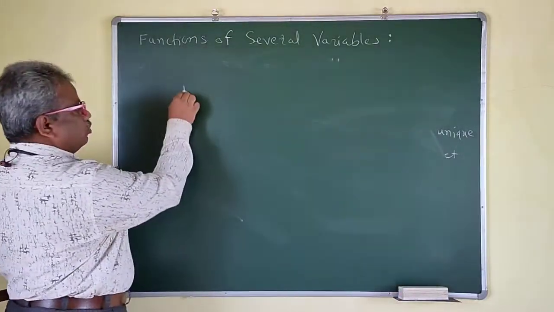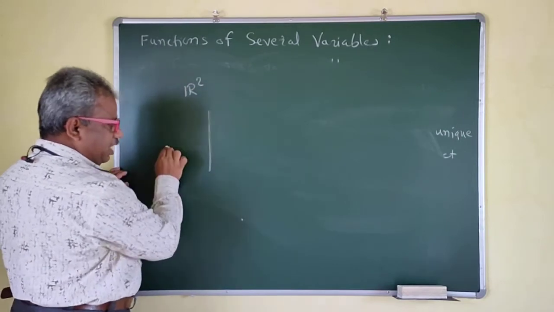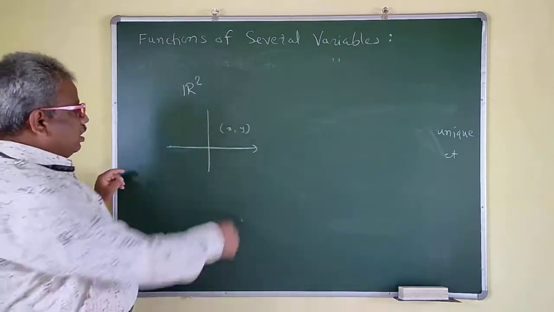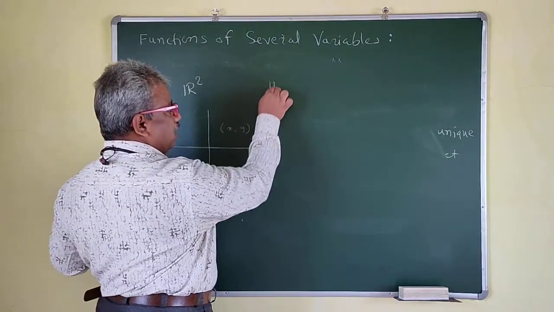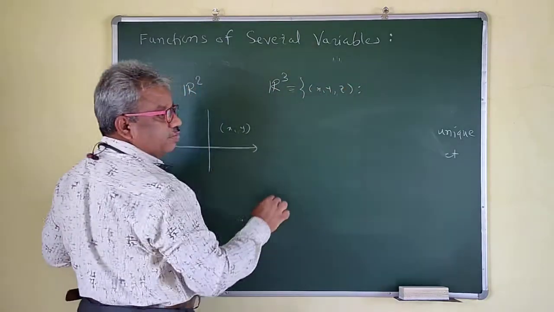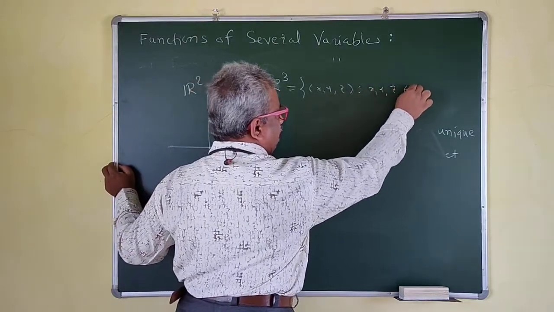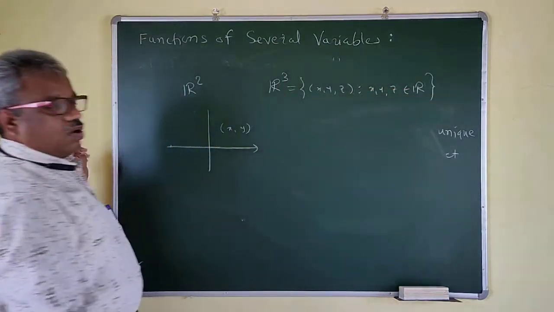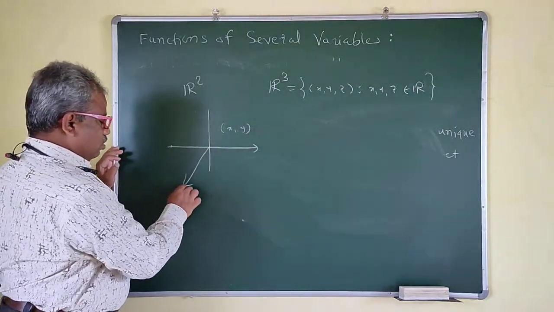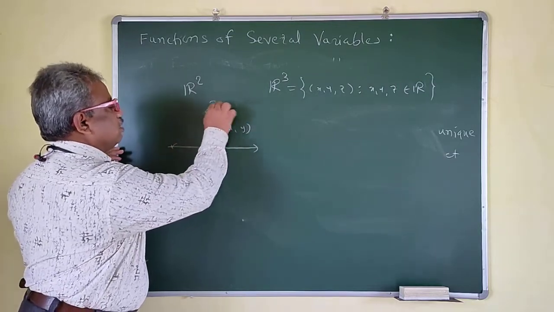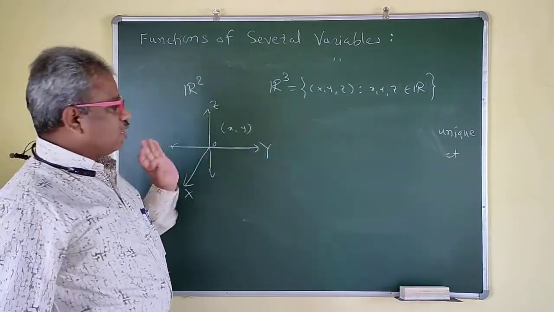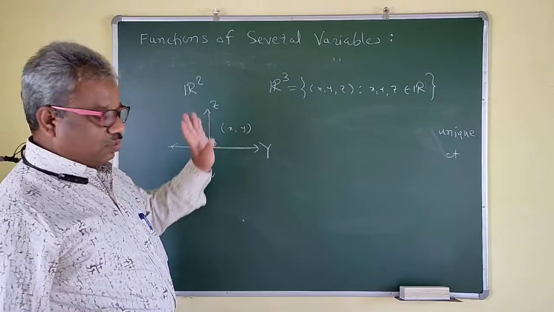So what is R2? This is a plane. Everywhere there are two coordinates, x coordinate and y coordinate. So this plane is called R2. Then R3 means the set of all points (x, y, z), where x, y, z are real numbers. Similarly, that is three-dimensional. This is the x axis, this is the z axis and this is the y axis. In three dimensions, this is R3, it is a space.